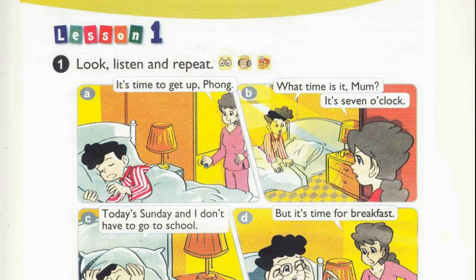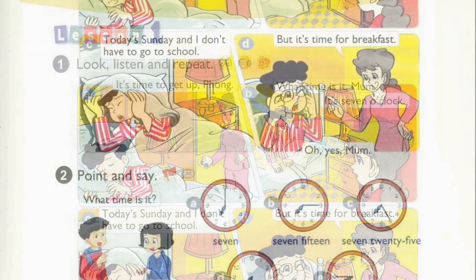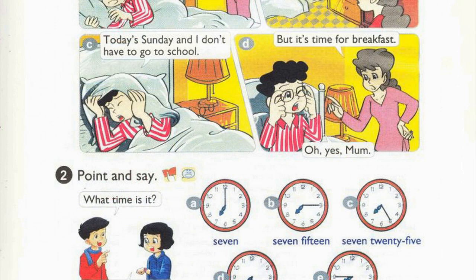A. It's time to get up, Fong. B. What time is it, Mum? It's 7 o'clock. C. Today's Sunday, and I don't have to go to school. D. But it's time for breakfast. Oh, yes, Mum.